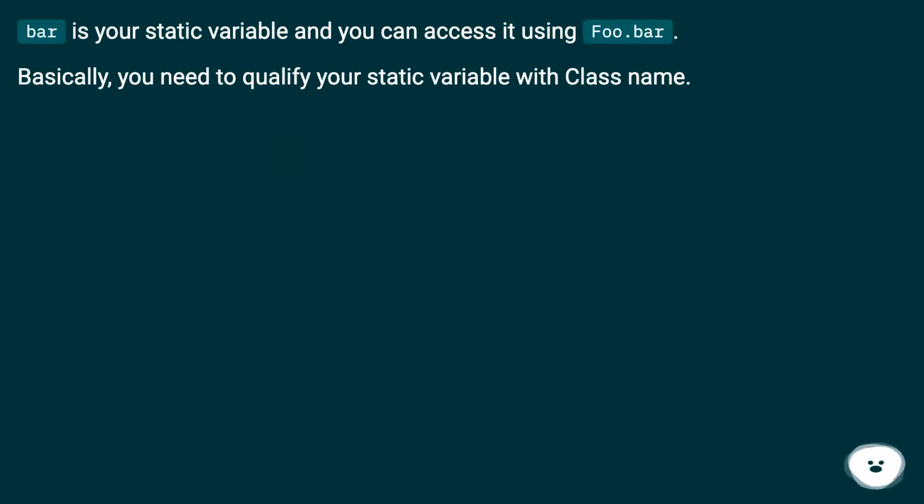Bar is your static variable and you can access it using foo.bar. Basically, you need to qualify your static variable with the class name.